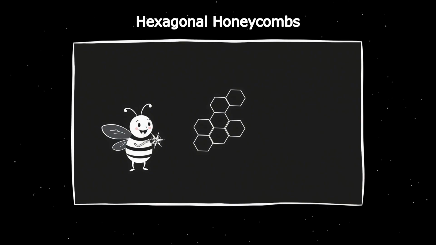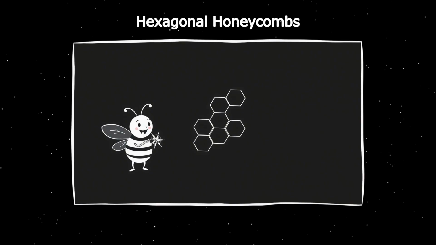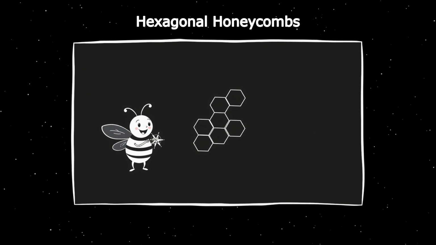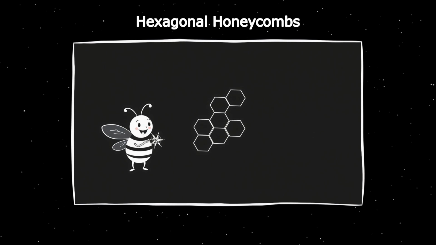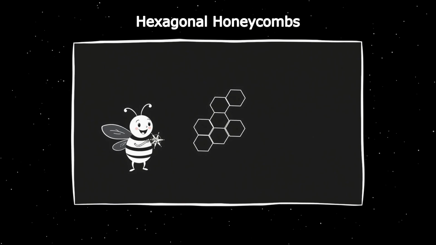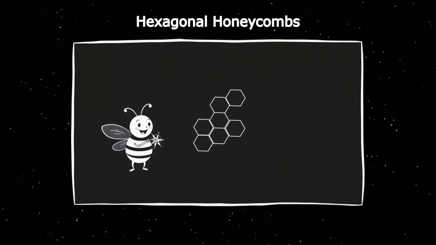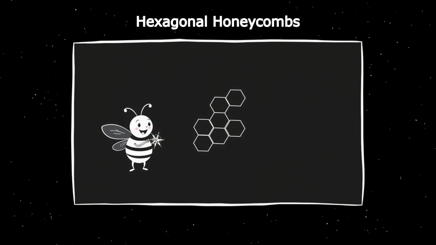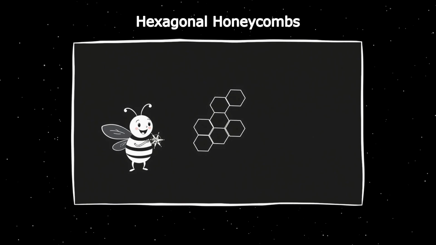Hexagonal honeycombs are a remarkable feature of nature, showcasing the incredible skills of bees and the mathematical principles that govern space and efficiency. These beautiful structures, forged from simple hexagonal shapes, stand as a testament to both the ingenuity of bee behavior and the fascinating world of geometry.